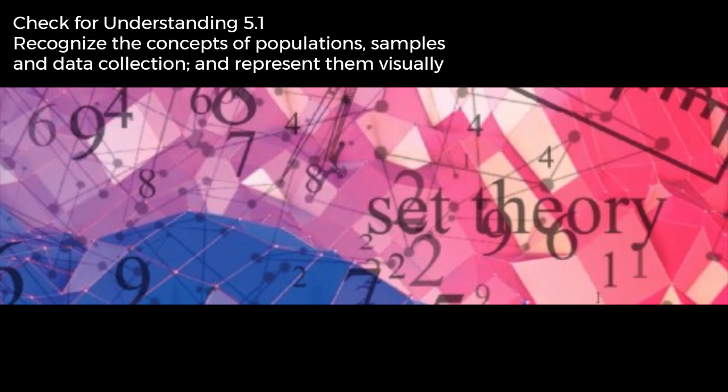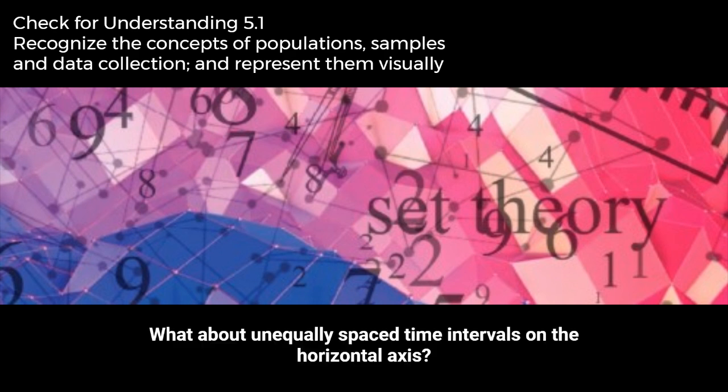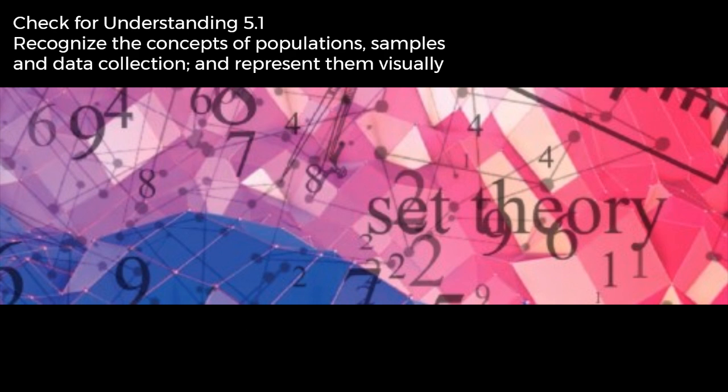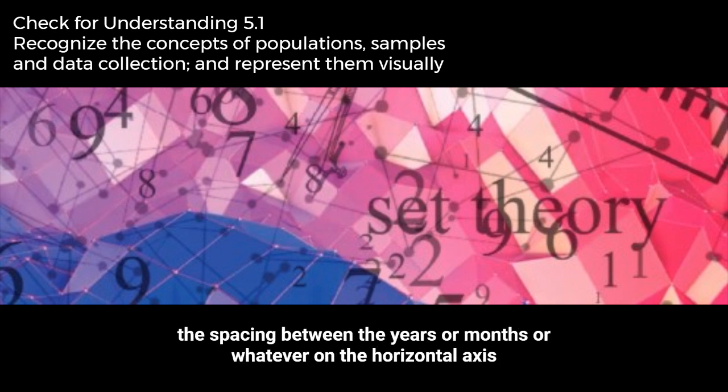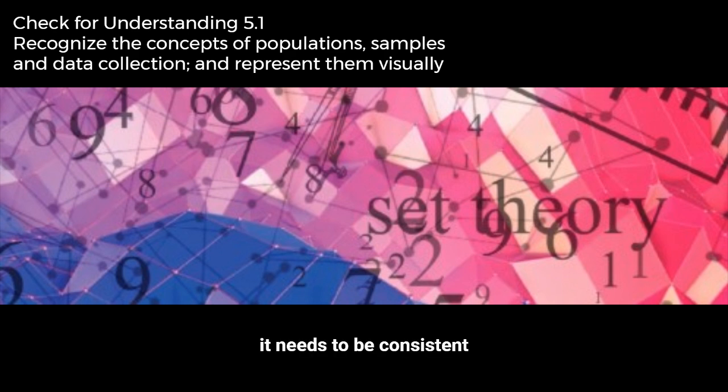Makes sense. What about unequally spaced time intervals on the horizontal axis? I feel like that's something I see a lot. Yeah, that's a sneaky one. So when you're looking at trends over time, the spacing between the years or months or whatever on the horizontal axis needs to be consistent. If it's not, it can create a false impression of how quickly things are changing.